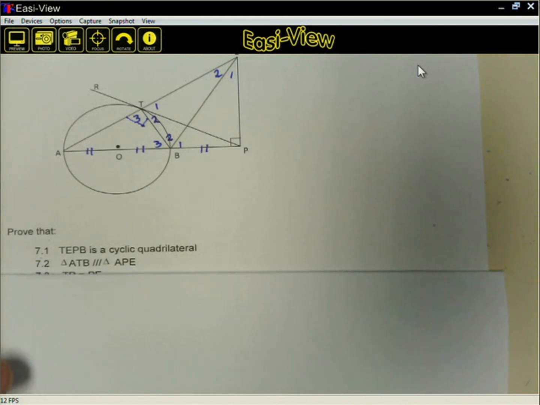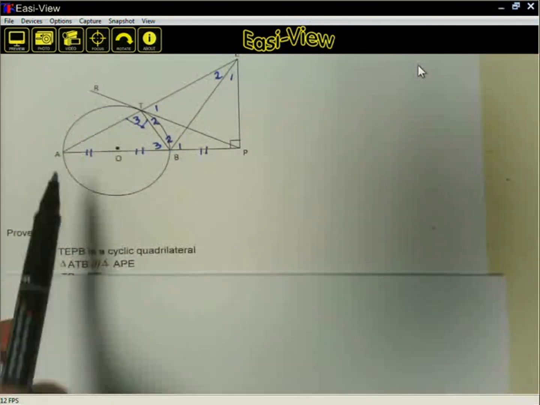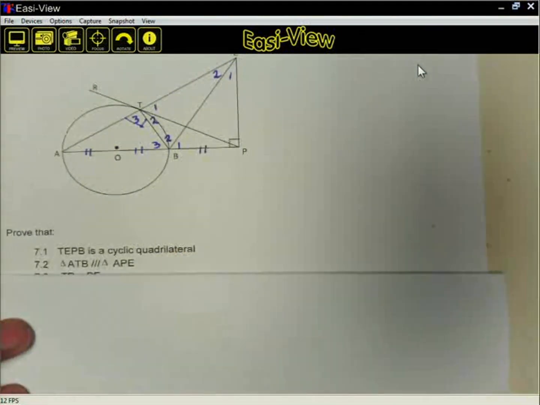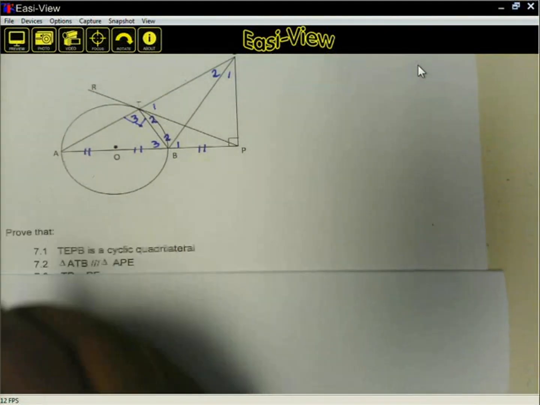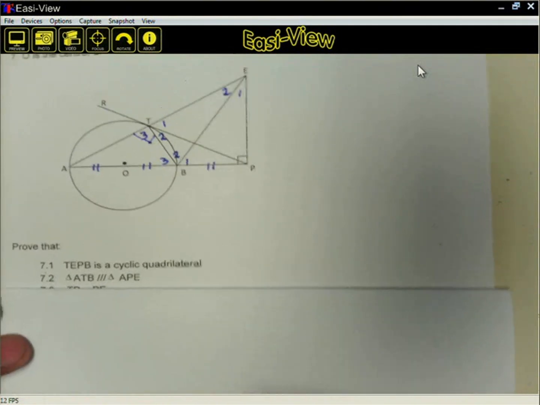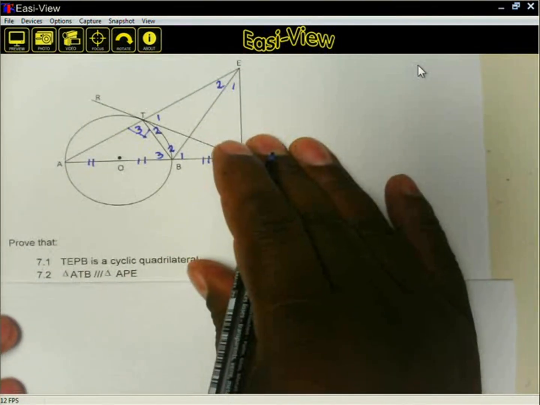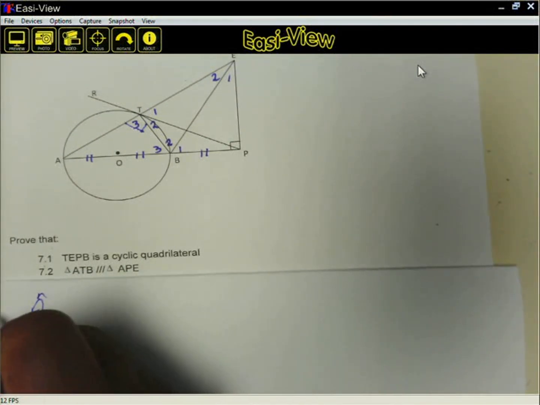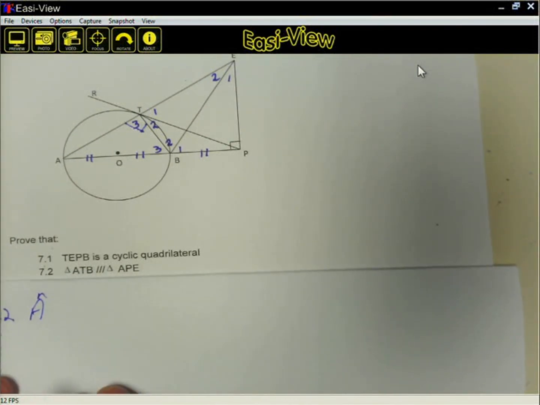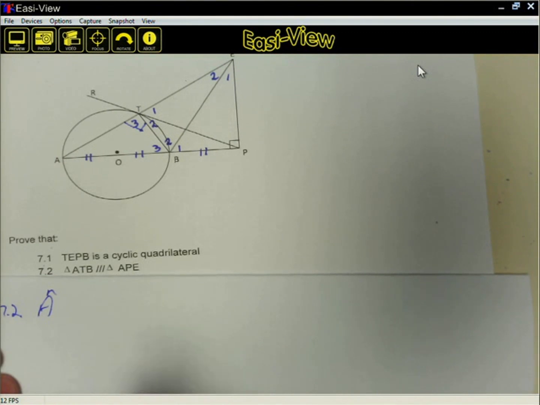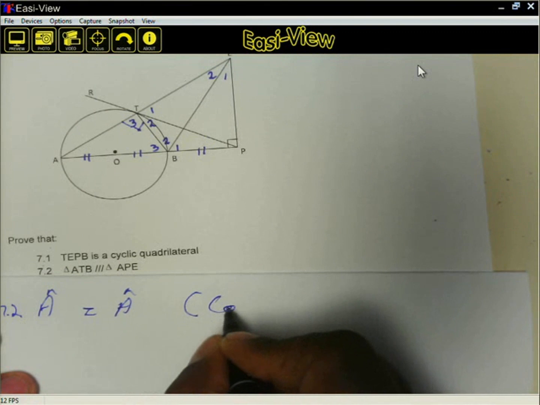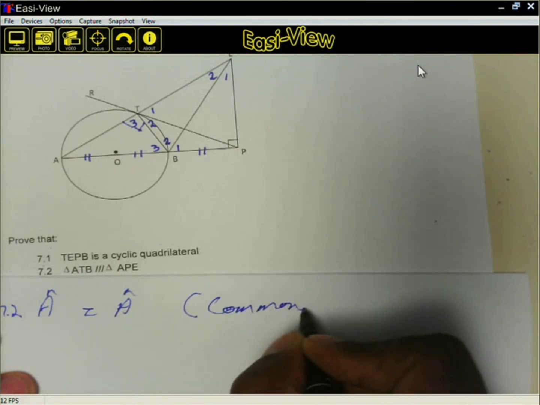Thank you. Let's look at triangles ATB and APE. There's something common: angle A belongs to the two triangles. We are answering 7.2 now. Angle A is equal to angle A. It's common.